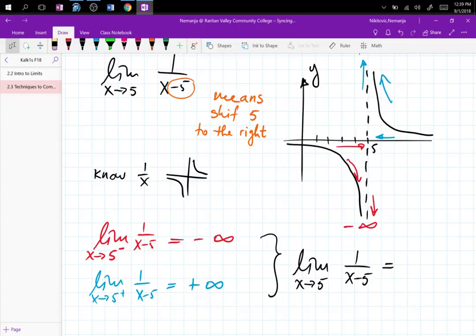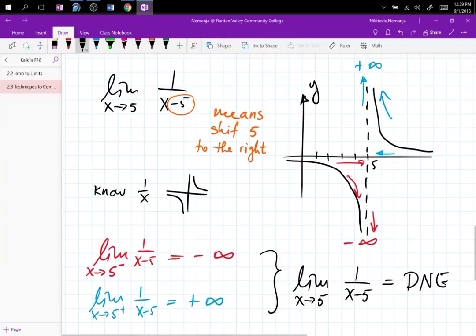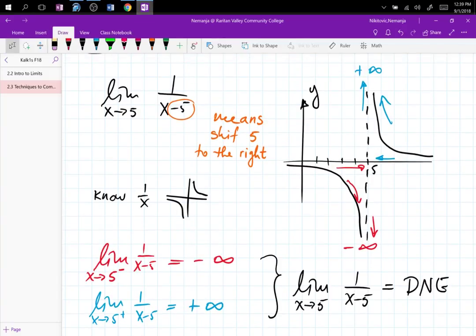There's no limit. It doesn't matter. Thank you very much. Boom. Does not exist. This is how you use the theorem to solve any problem. Any.